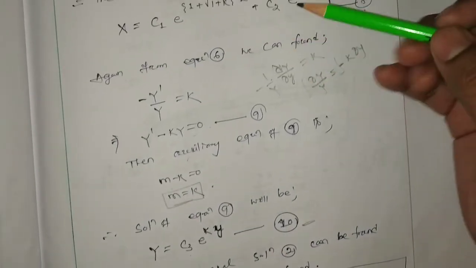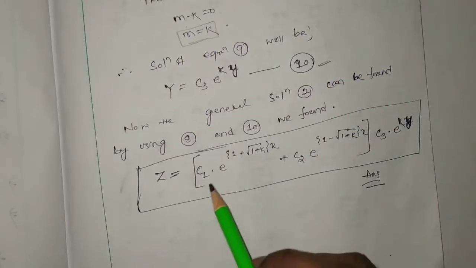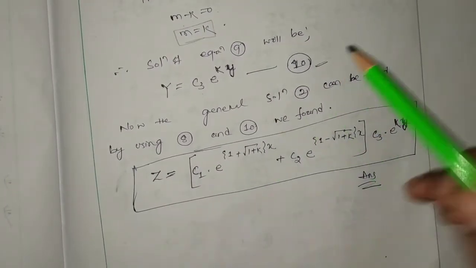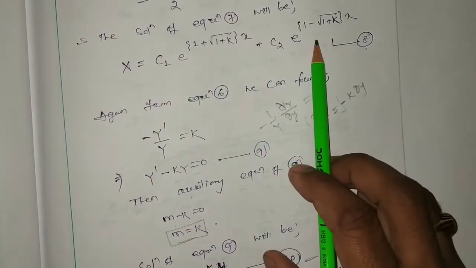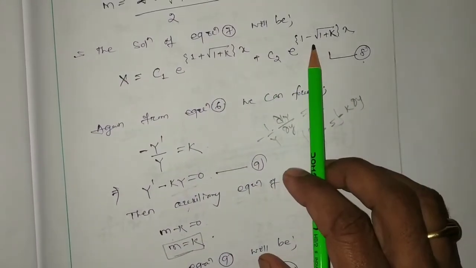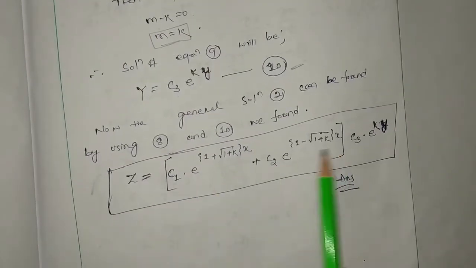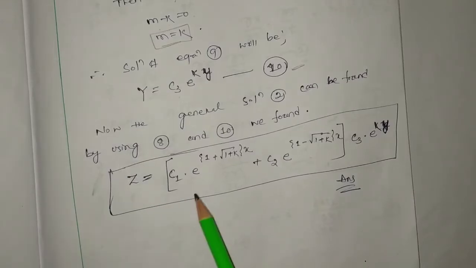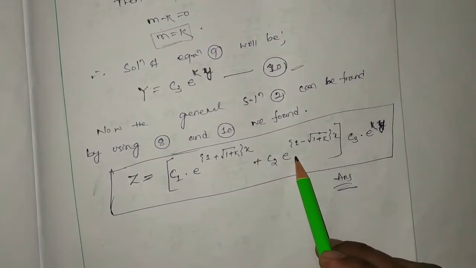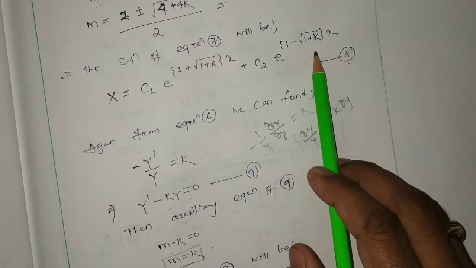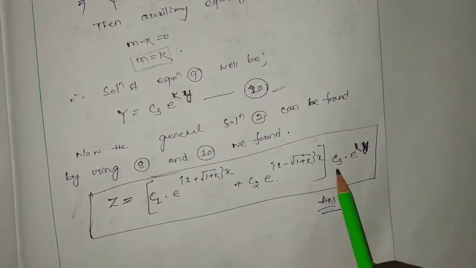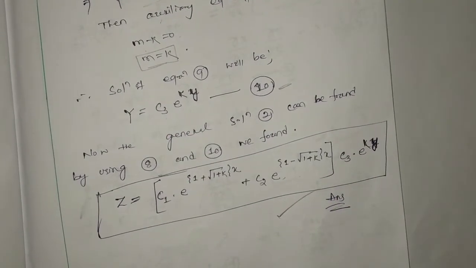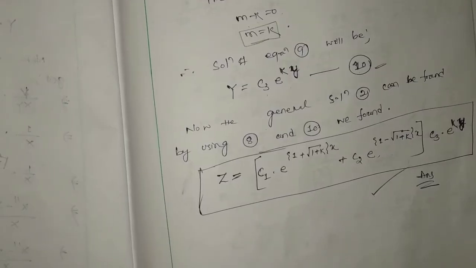Now using equations number 8 and 9, we just have to put the solution belonging to x and the solution belonging to y into our original solution. So the x value is this much, and the y value is c3 e to the ky. So this is the answer of the given question.